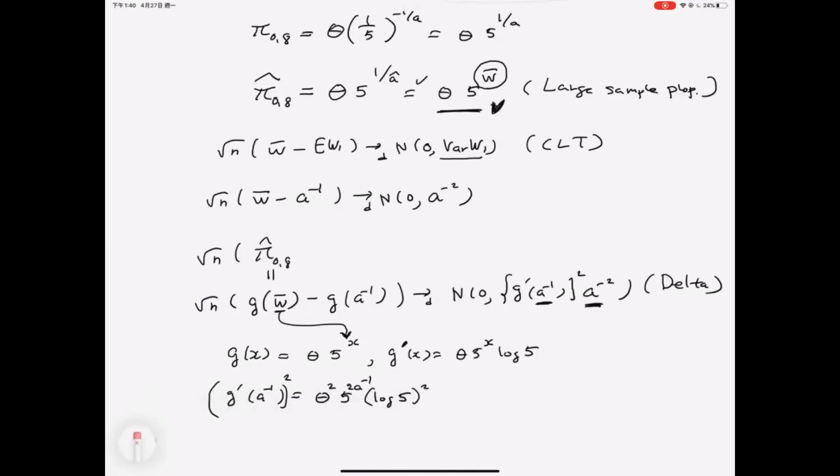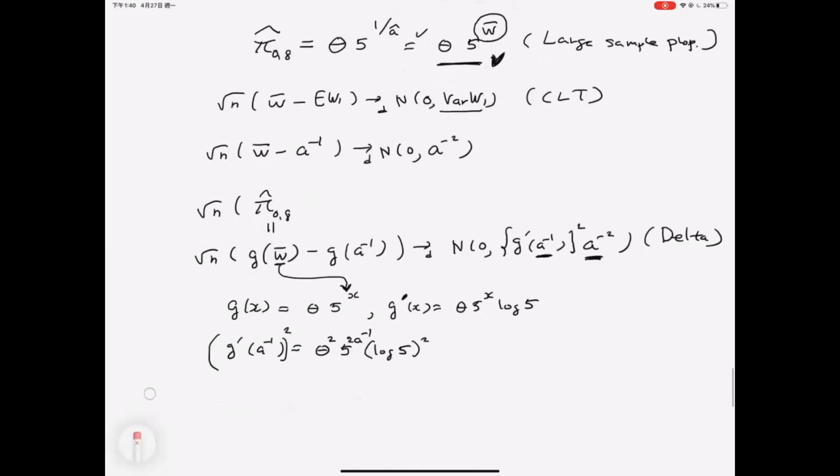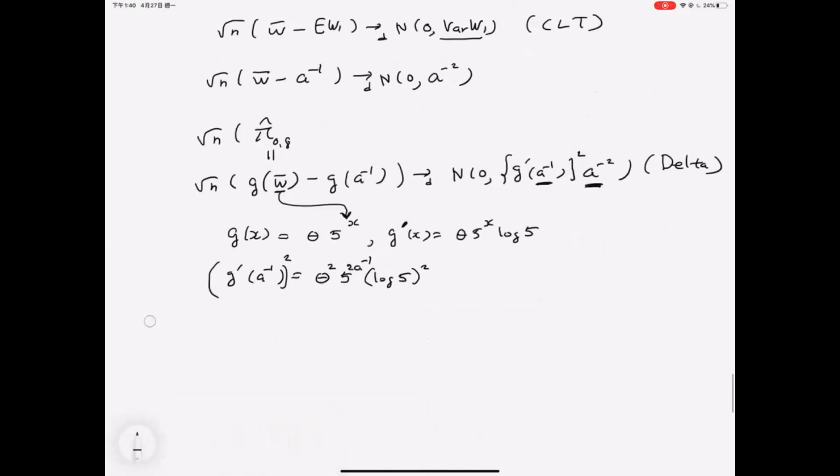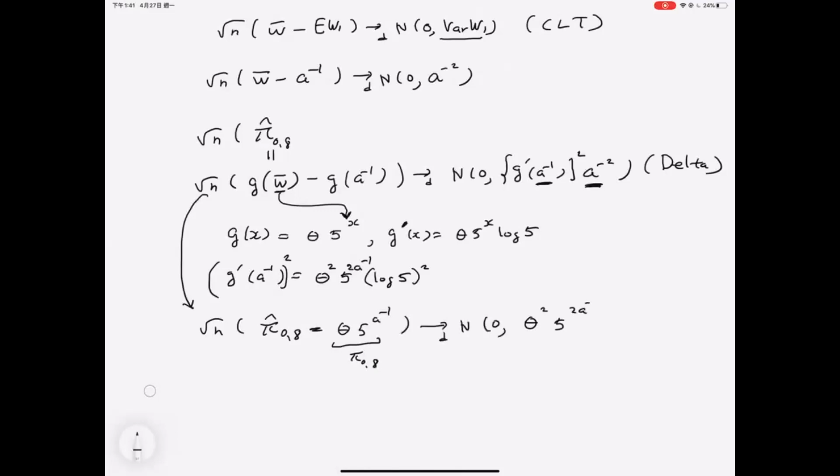Good, so that means you can actually write down root n times (g of W bar), which basically is right here, pi hat 0.8 minus theta phi to the A inverse. That guy, this guy is pi 0.8, not surprisingly, goes in distribution to normal zero. You have theta squared, phi to the A inverse, log phi squared, then A to the minus 2 as the variance. Then you have actually finished the asymptotic properties of pi hat 0.8.